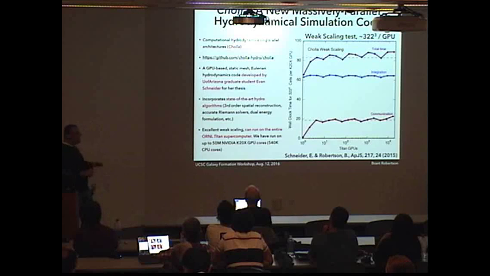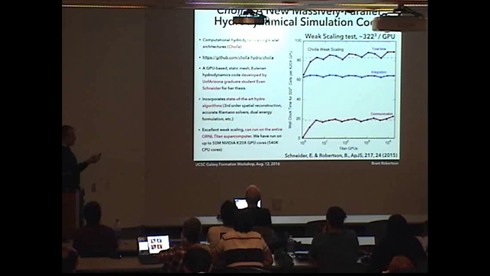It incorporates all of the state-of-the-art hydro methodology that everyone else uses. It just does it much, much faster than other codes do. And I'm not aware of a code in astrophysics that is faster than CHOLLA. It shows excellent weak scaling, and that means we can run on the entire Titan supercomputer.